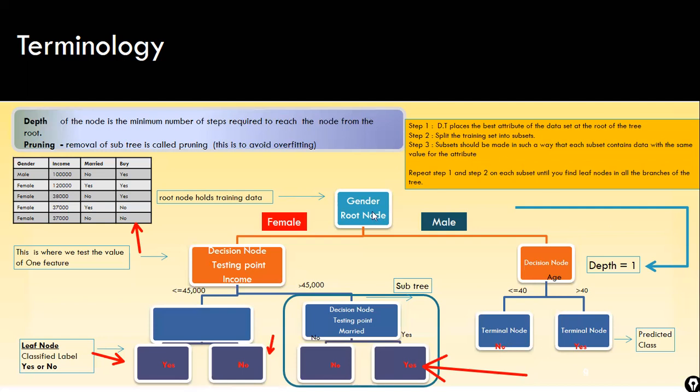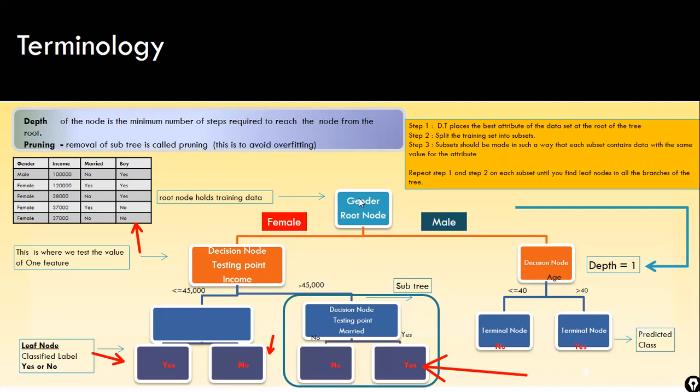So how does the decision tree get constructed? There are three steps here. The decision tree places the best attribute of the data set at the root of the tree. We have gender, income, married. Of these three independent variables, it considers only gender as the root of the tree. Then it splits the entire training set into subsets. The subsets should be made in such a way that each subset contains data with the same value of the attribute. So in this case, gender has been considered as the root node.